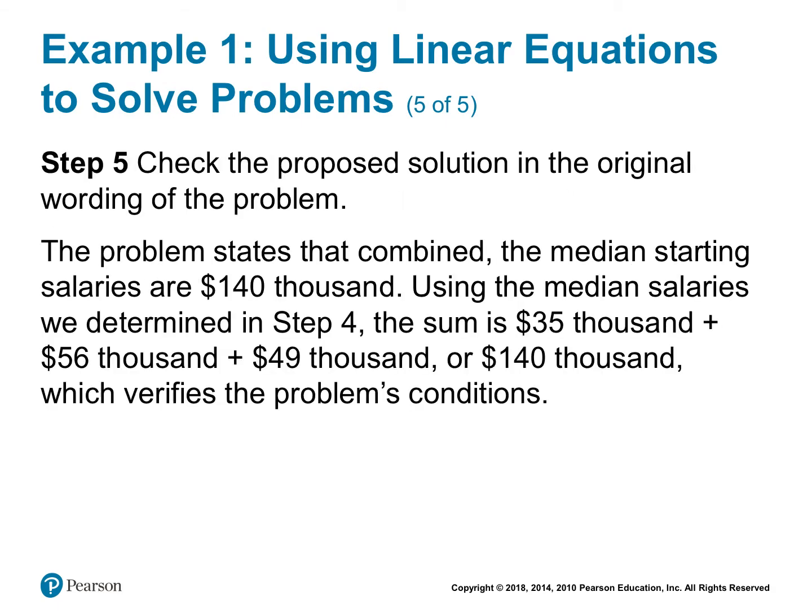So now we're going to check that and make sure those answers make sense. The problem said that combined, the median salaries were $140,000. We determined in step 4 that we had $35,000 for our education major, $56,000 for our computer science major, and $49,000 for our economics major. And that does add up to $140,000, which verifies that we did our answer correctly.